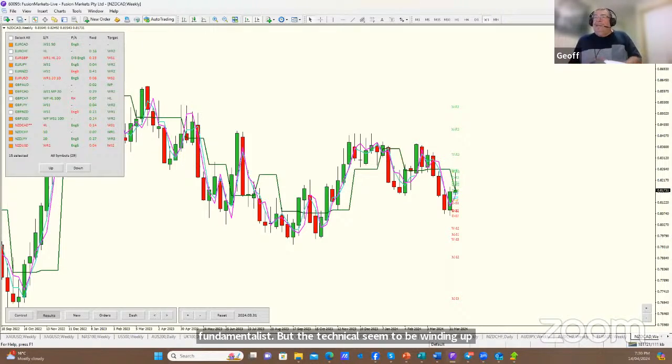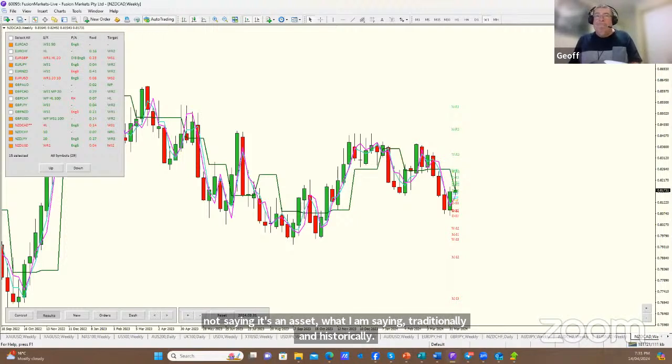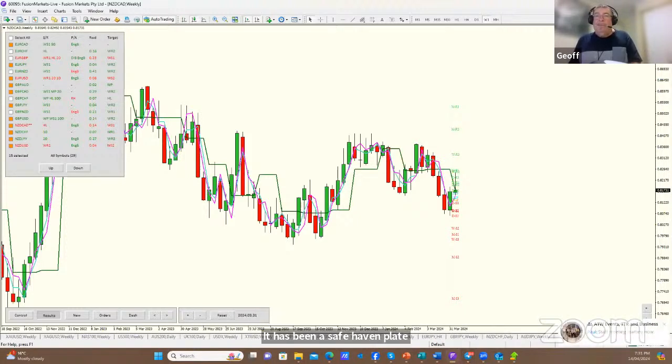Unable to understand how yen is considered an asset. Not saying it's an asset. What I am saying is that traditionally and historically, it has been a safe haven play. What I would absolutely recommend you do is Google yen as a safe haven play, and go through that process of learning why.